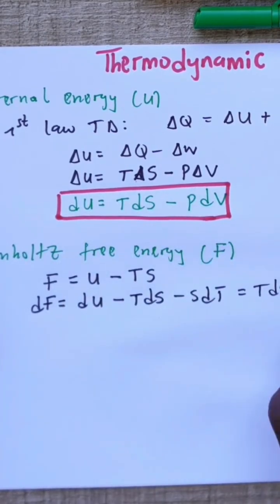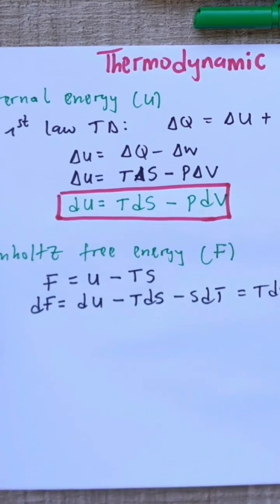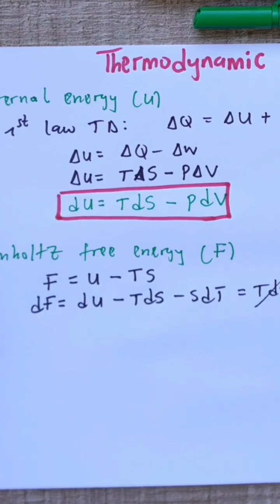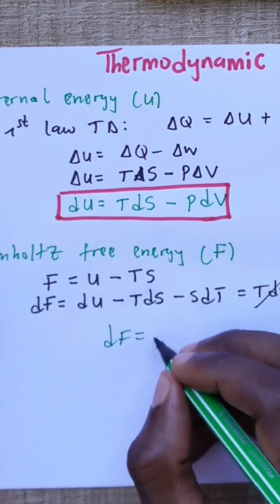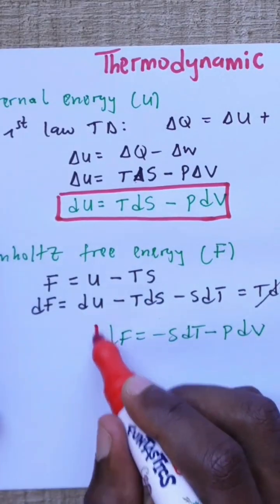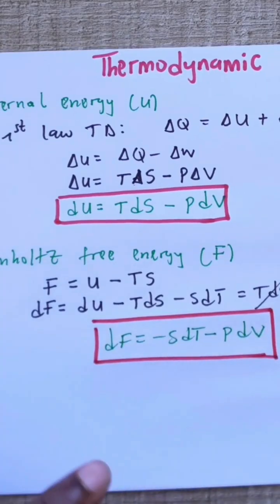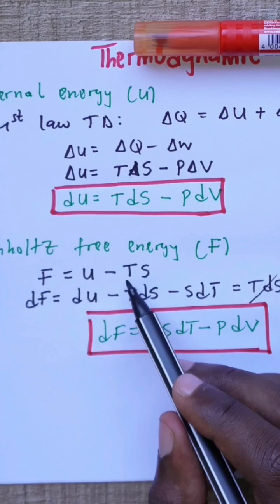That's going to be T dS minus P dV minus T dS minus S dT. And if we simplify this, because this can cancel with this, we are left with negative S dT minus P dV. Okay, so we can write dF as negative S dT minus P dV. And this is the expression of Helmholtz free energy, which reflects the energy available in the system to do work at constant temperature and volume.